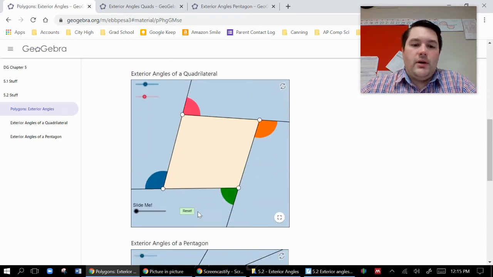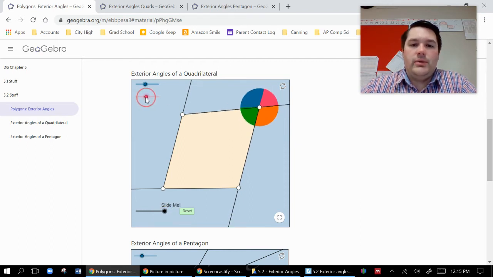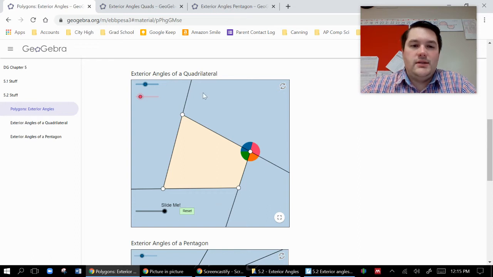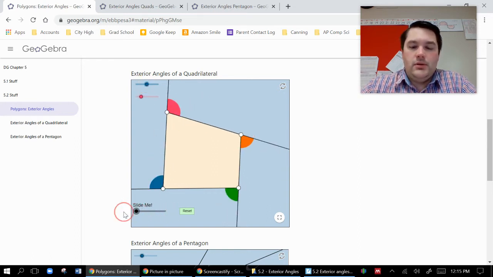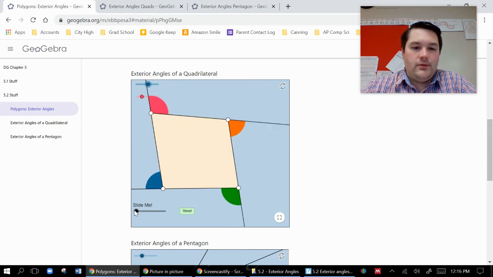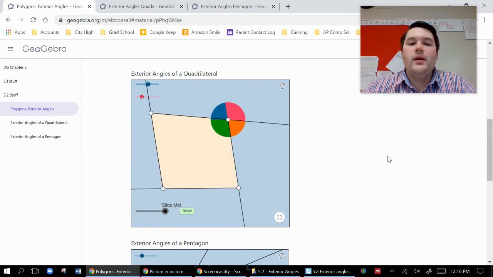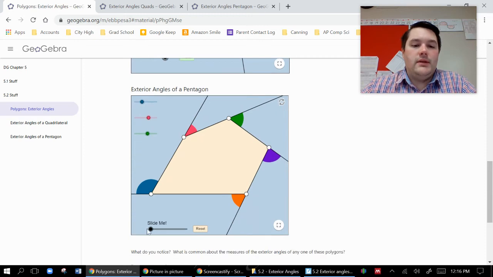If I take my quadrilateral and do exactly the same thing, you'll see they still do it. Even if I change the angles a little bit, they still work. They still add up to 360 degrees. I'm not sure why that one is looking weird, but I think I have to redo it. There we go. Same thing with any of these. Here's a pentagon, 360.